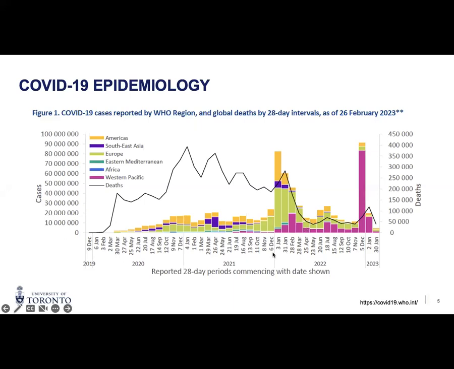So we can see here that around December 2021 to February, there was an increase in the number of cases, as well as an increase in the number of deaths. And then we have a dip in these cases, but in December of 2023, we see an increase as well, but within the Western Pacific region.